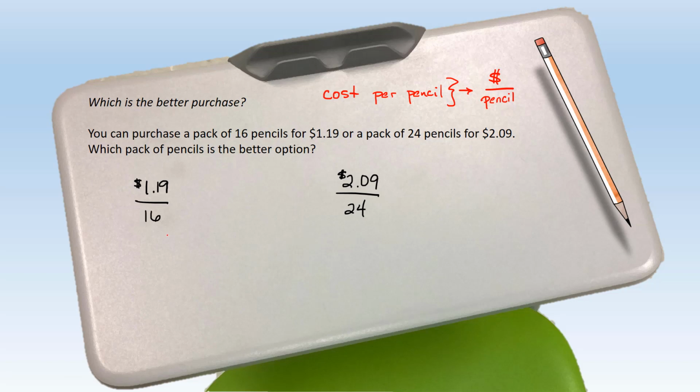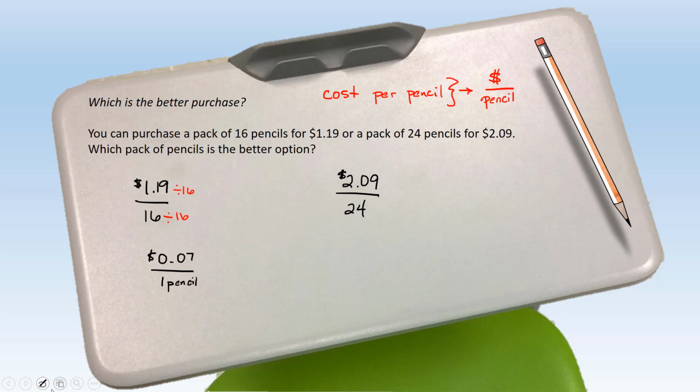So figuring out our unit rate here, on this side, I'm going to divide the numerator and the denominator by 16. When we divide $1.19 by 16, I know we get kind of an ugly decimal. But given that it's money, I'm going to round it and leave off all the extra stuff, and you get roughly 7 cents. If you punch it in your calculator, you'll see it's like 0.074375, something like that. So it's roughly 7 cents per pencil.